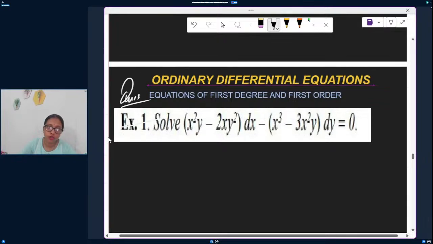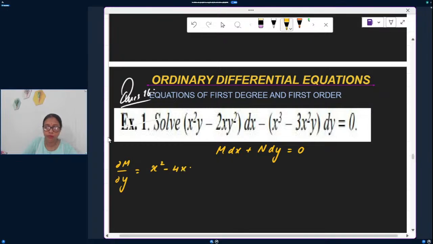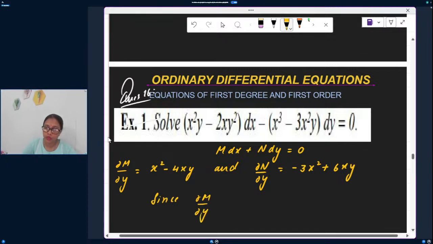Question number 16. First, you check whether it is exact or not. M dx plus N dy is equal to 0, but it is not exact. Okay, so del M by del y, with respect to y, is going to be x square minus 4xy. And del N by del x is going to be minus 3x square plus 6xy. Obviously, it's not the same. Since del M by del y is not equal to del N by del x, therefore the differential equation is not exact.